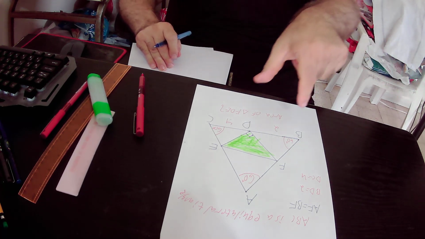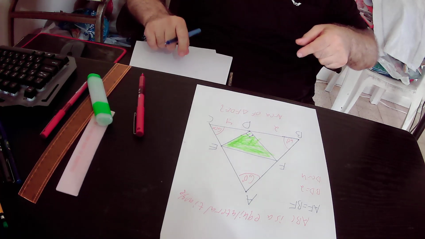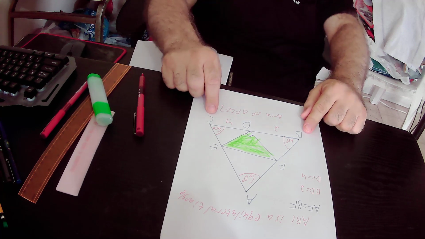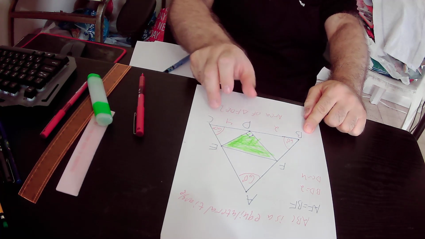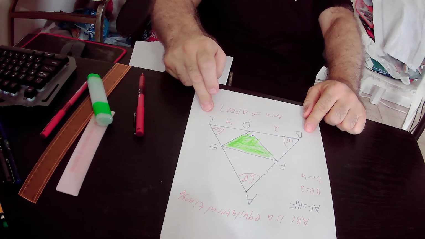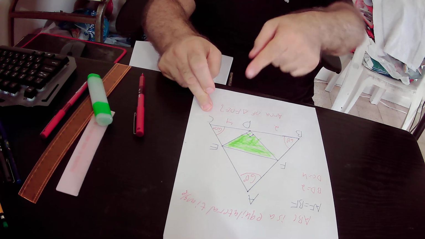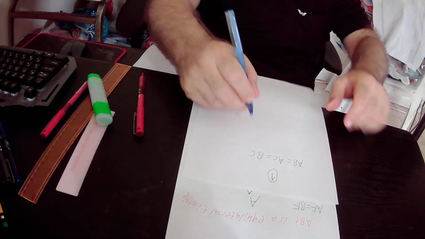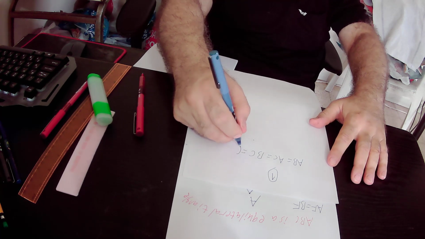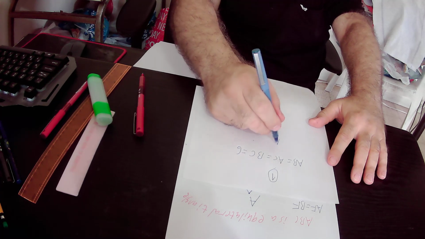But we know that BD equals 2 units and DC equals 4 units. And BC equals BD plus DC. So actually BC equals 2 plus 4. So actually BC equals 6 units. So AB also equals 6 units.